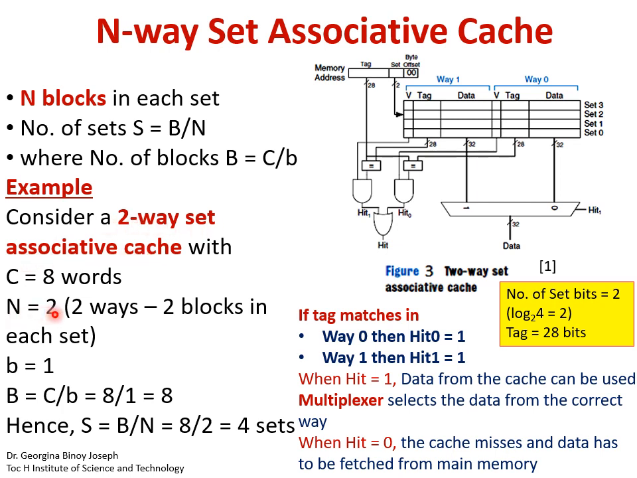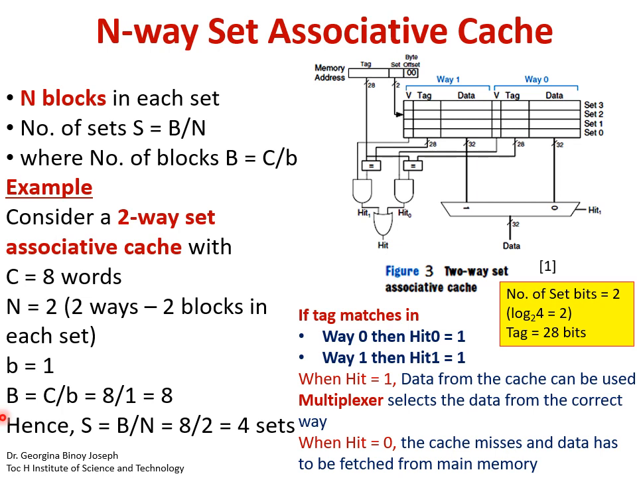Now, what does n equal to 2 mean? It means there are 2 blocks in each set, or we say there are 2 ways. When there are 4 blocks in each set, we say there are 4 ways. Okay. So now let us look at the diagram. Now the number of sets has reduced. What is the number of sets? Number of sets is B, the number of blocks, divided by n.